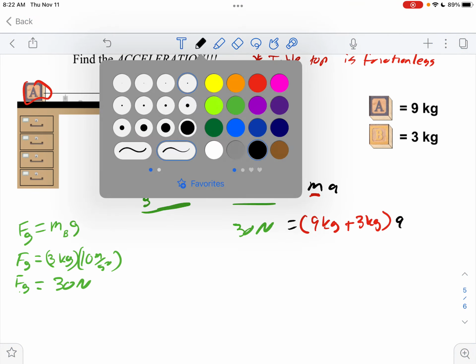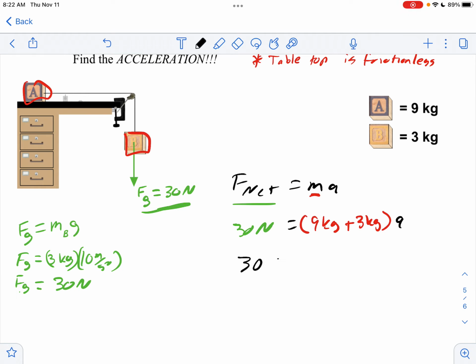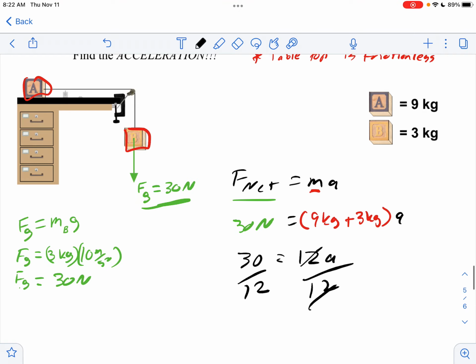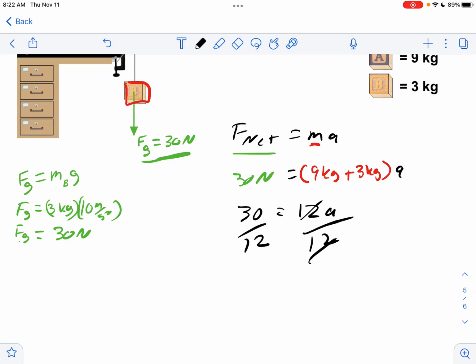Now the problem's not too tough. I have 30 on the left is equal to 9 plus 3, that's 12, times my acceleration. To solve for the acceleration, I just divide by 12. 30 divided by 12: 12, 24, 36, so that'd be 2.5. 2.5 meters per second squared is equal to the acceleration.